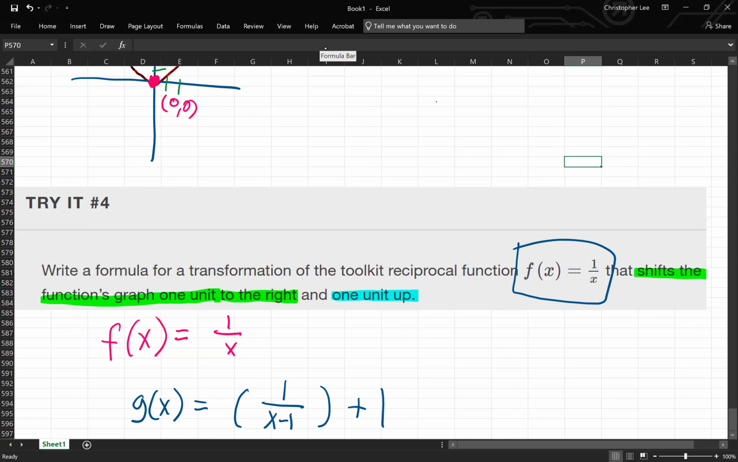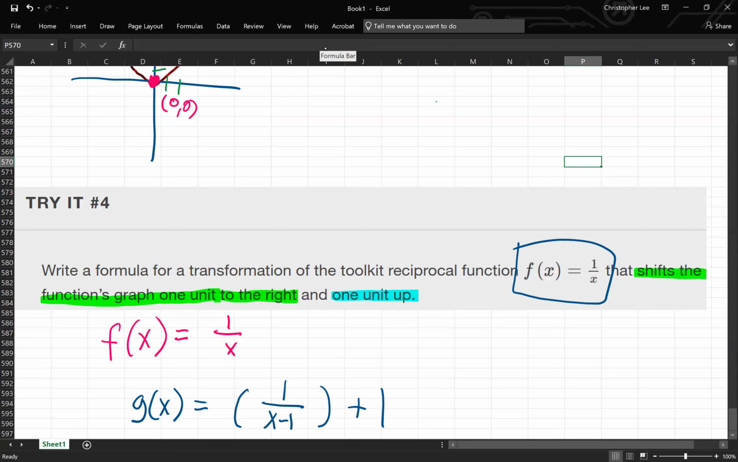One to the right is like you're subtracting one from the x, so x minus one. And then one up is just adding one. Let's say one of the x is 106. Now I go x minus one, so now it's not 106, now it's 105.